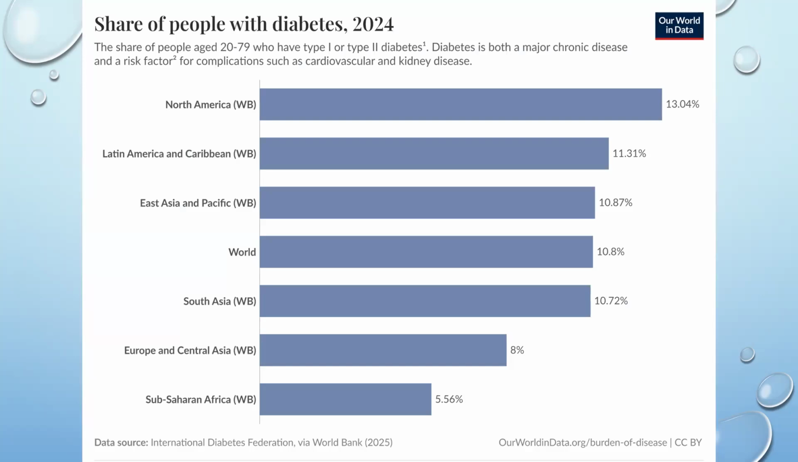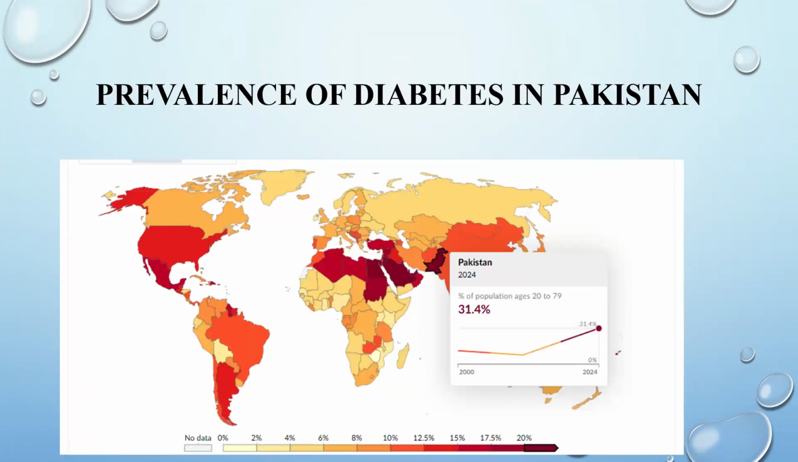This is the bar chart which is showing the share of people with diabetes according to 2024. So we can see that the most number of patients are from North America, while the South Asian population contributes 10.72% of the patients with diabetes worldwide. The prevalence of diabetes in Pakistan, according to 2024 data, among ages 20 to 79 is 31.4%, which is basically a very high prevalence, and it is shown by the very dark red color in the map.